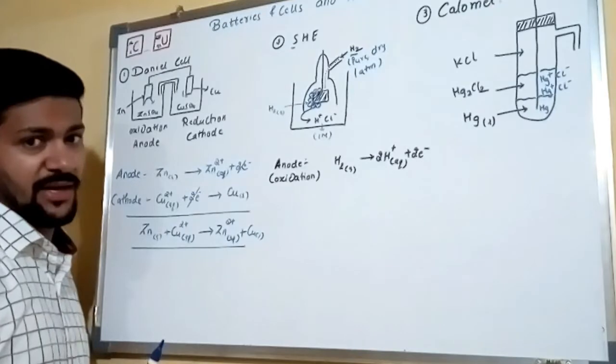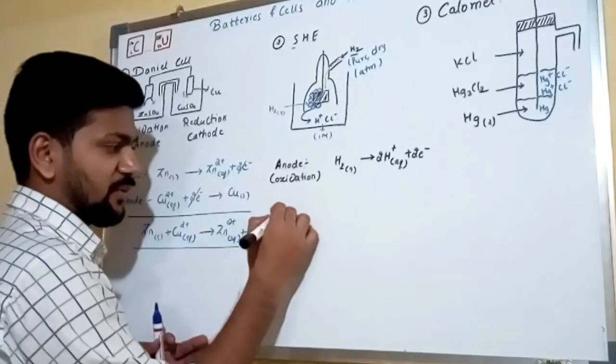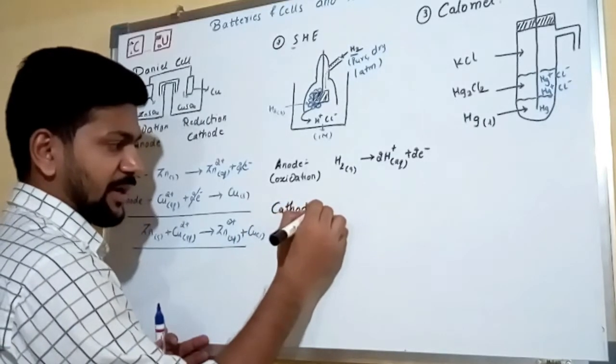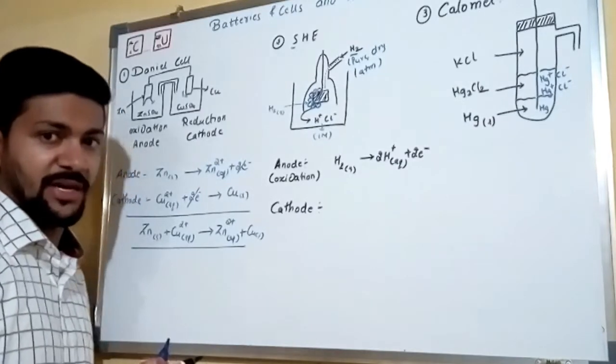Since SHE is a reference electrode, it can even undergo reduction. So it can even give you a cathodic reaction. So what will be the cathodic reaction? The cathodic reaction will be simply, now cathode means gaining electron, that is, reduction.